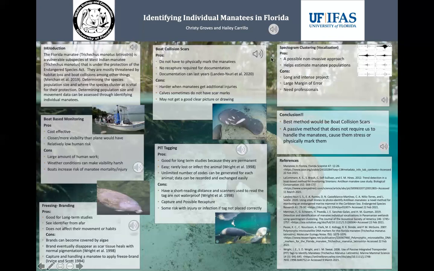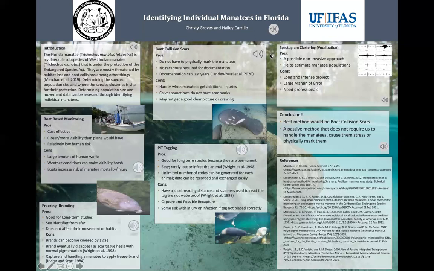Freeze branding is an active and invasive marking technique that makes the targeted area of the manatee lose its pigment and creates an inscribed identifier. Whether by liquid nitrogen or dry ice, the cold brand is pressed up against the flesh or hair of an animal, and then the brand destroys the pigmentation of the skin or hair.